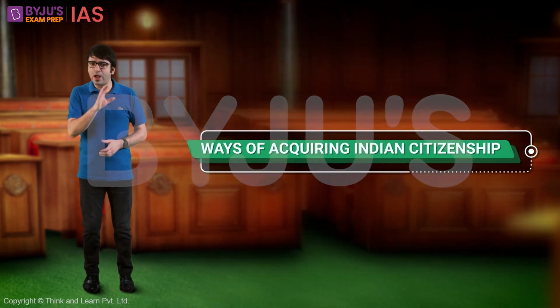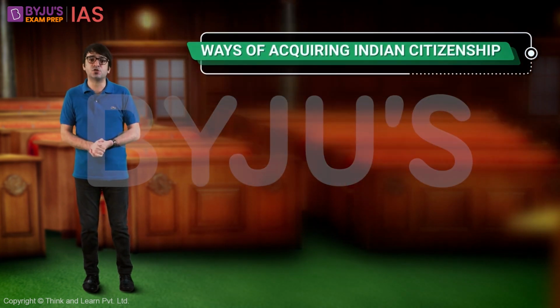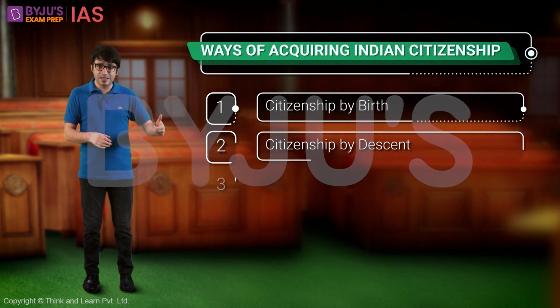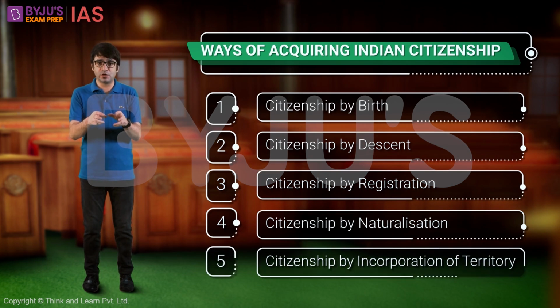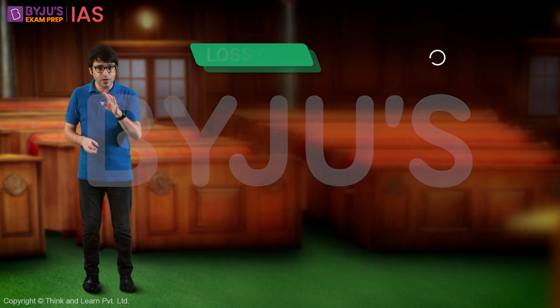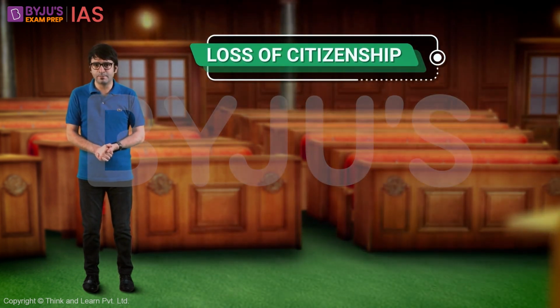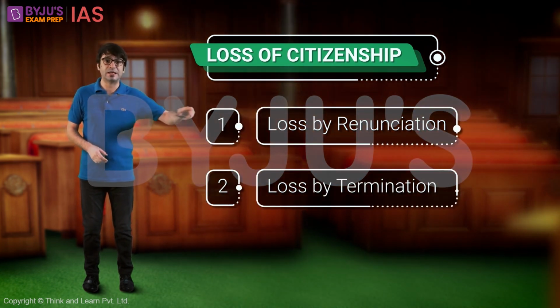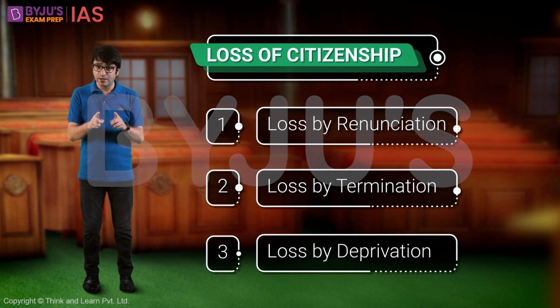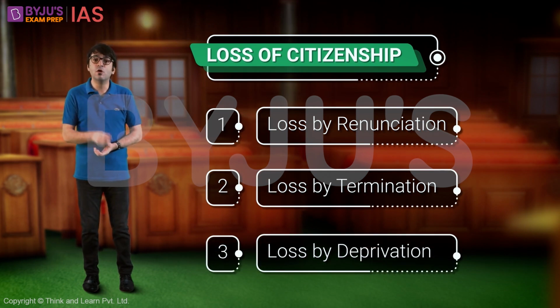So if there are 5 ways of acquiring Indian citizenship, by birth, by descent, by registration, by naturalization, by incorporation of a foreign territory, there are 3 ways of losing your citizenship. By renunciation, which is voluntary, by termination, which is done by the government, by deprivation, if you have acquired citizenship through fraud.